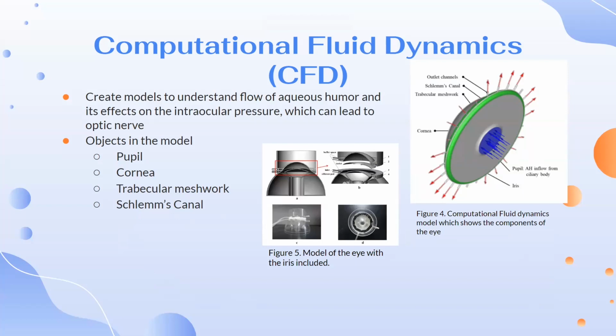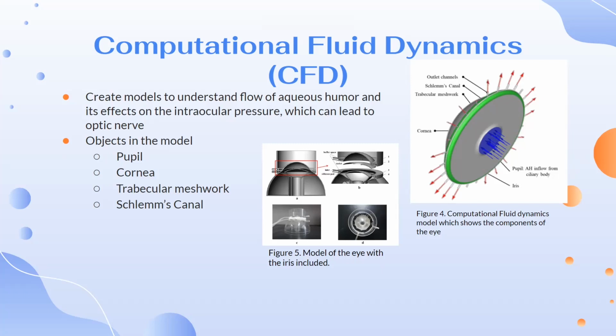Therefore, to understand the flow of aqueous humor and how it can increase the intraocular pressure, computer models such as computational fluid dynamics are used to simulate the flow profiles for both normal and glaucomatous eye conditions. These models show the aqueous humor flowing from the posterior to the anterior segment of the eye. Objects in the eye that are used in the model contain the pupil, cornea, trabecular meshwork, and Schlemm's canal.